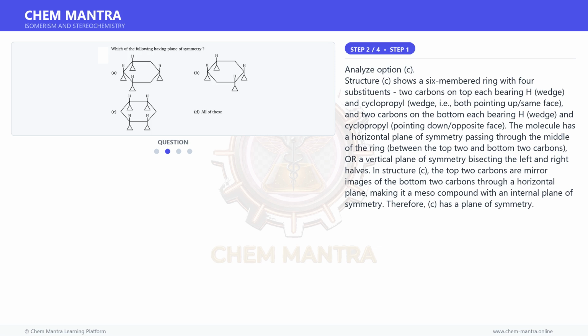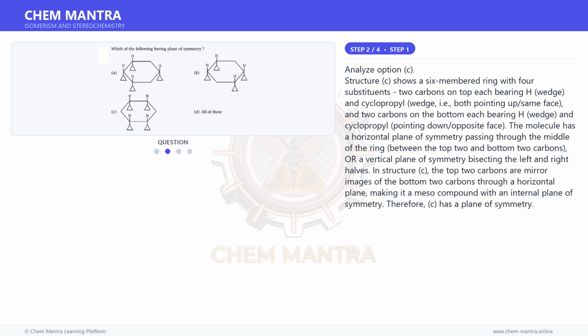Analyze option C. Structure C shows a 6-membered ring with 4 substituents, 2 carbons on top each bearing H, wedge, and cyclopropyl, wedge, I, both pointing up same face, and 2 carbons on the bottom each bearing H, wedge, and cyclopropyl, pointing down opposite face.